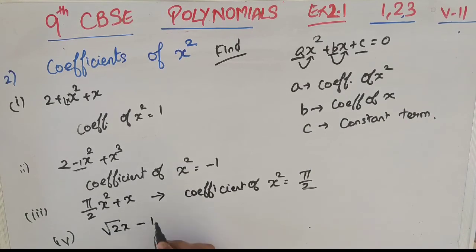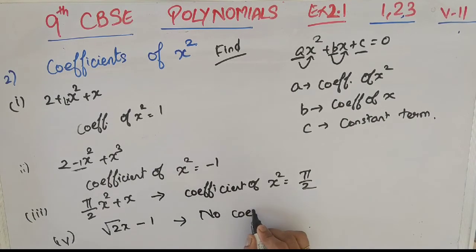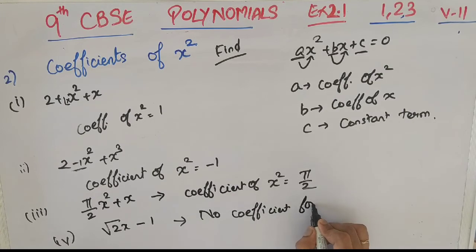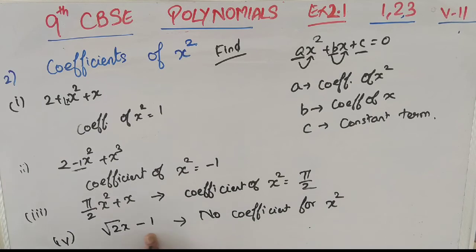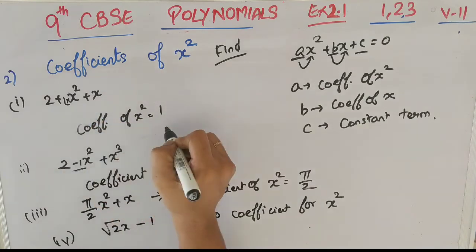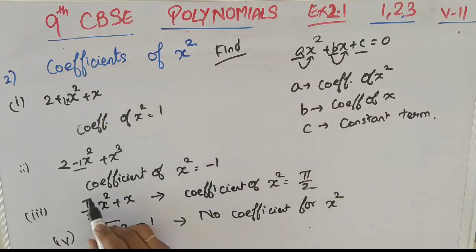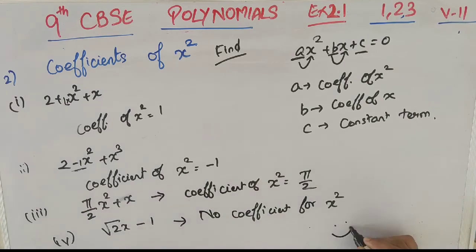Now let's go to the fourth question. Square root of 2x minus 1. Here there is no x squared term, isn't it? There is no term with x squared. So there is no coefficient of x squared. Clear? Do you have any doubts? No, isn't it? So I have written all the coefficients of x squared in this problem 2.